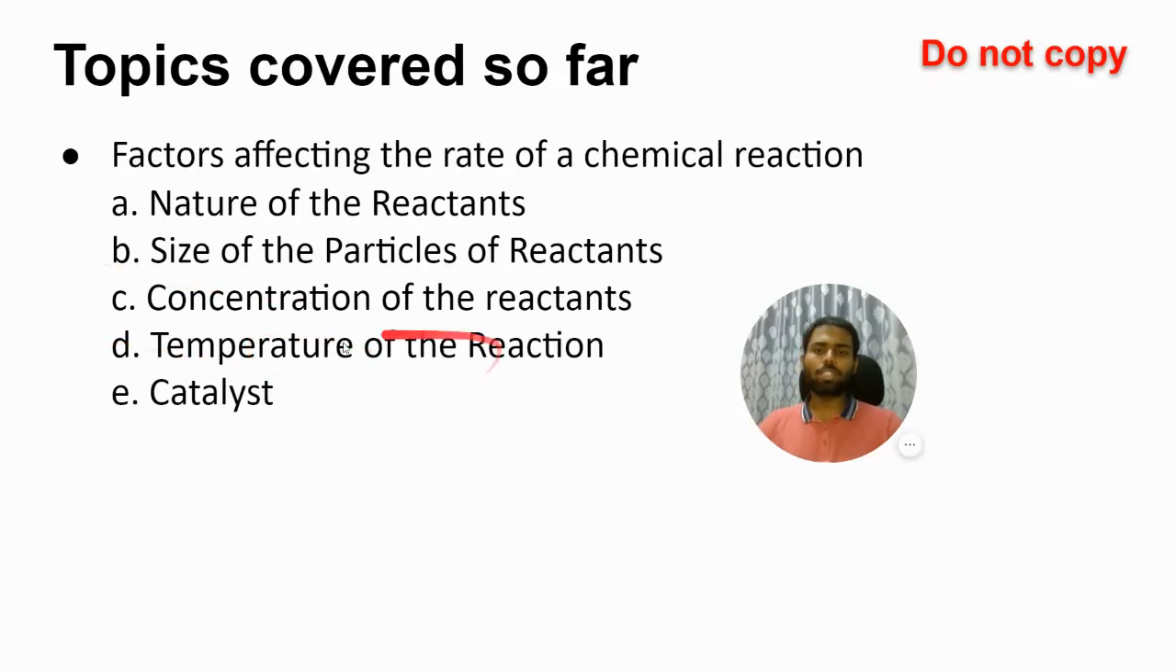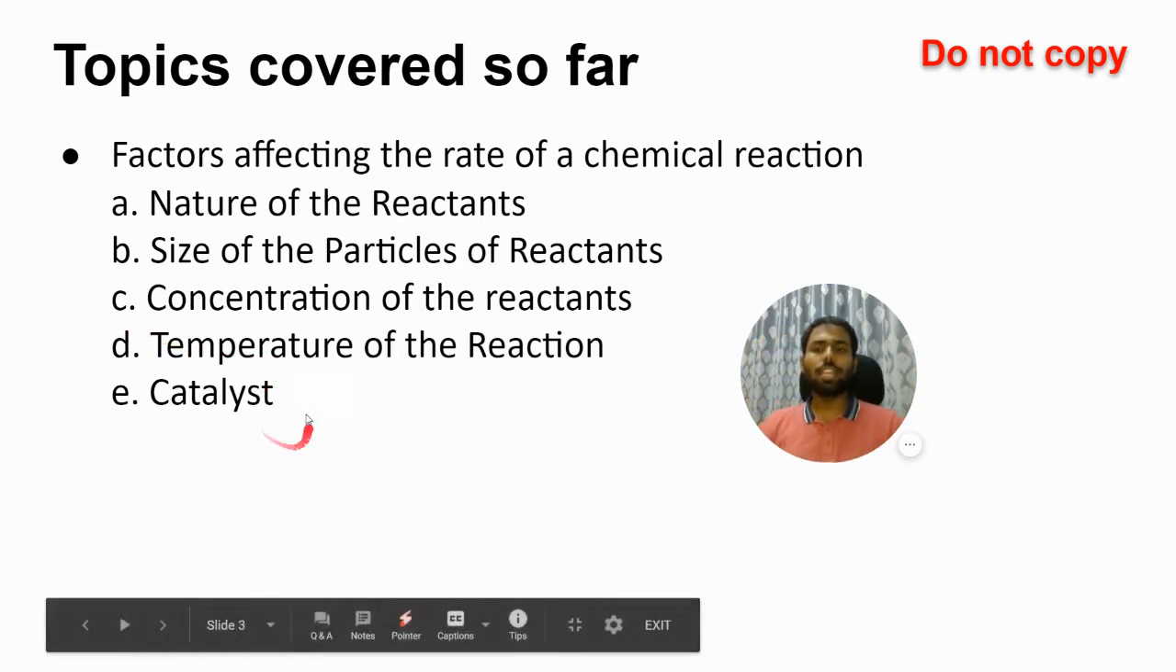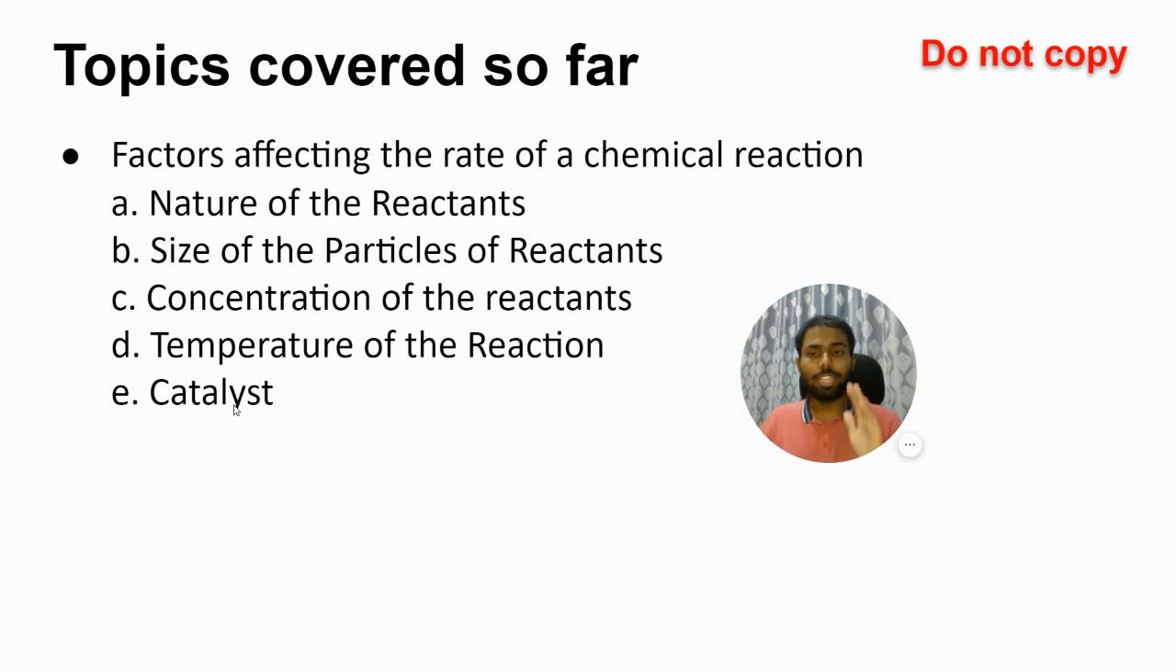Then we had seen temperature of reaction. Again, we know that higher the temperature, faster the reaction, lower the temperature, slower the reaction. And finally, we had seen catalyst. What are catalysts? Those are substances which do not take part in the reaction. They do not change chemically, but they can change the speed of the reaction. Okay.